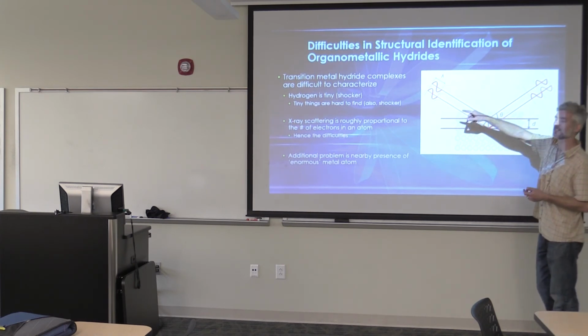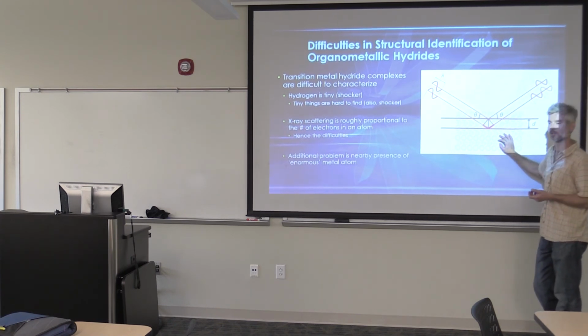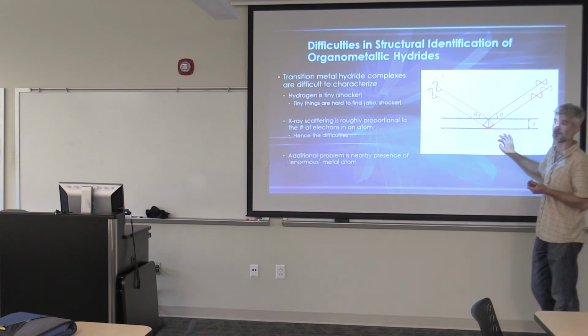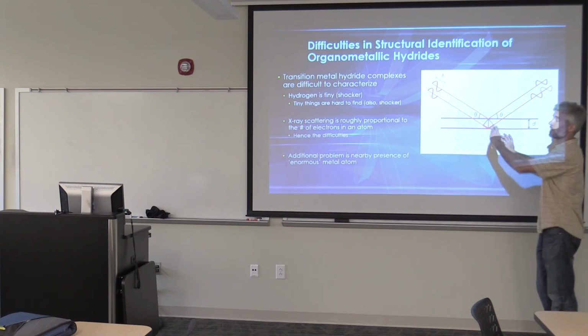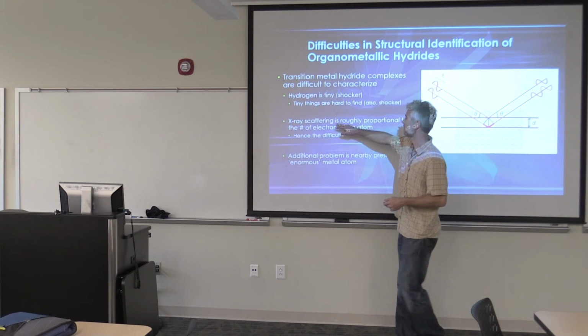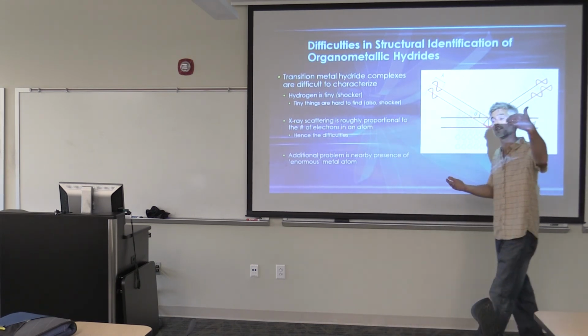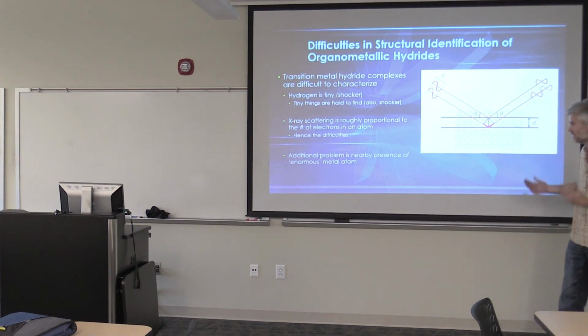Now the problem again is that hydrogen is tiny. How many electrons does hydrogen normally have? 1. So if it's in a bond, it's got 2. That's a fairly small electron cloud to work with as far as diffracting X-rays, and X-ray scattering is roughly proportional to the number of electrons. So if you don't have a lot of electrons, the X-rays are mainly just going to go right through. They're not going to hit anything.